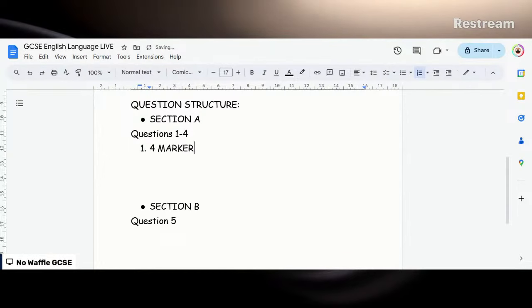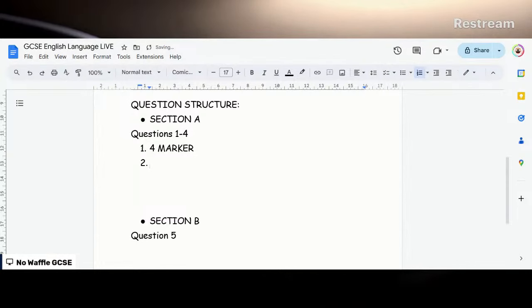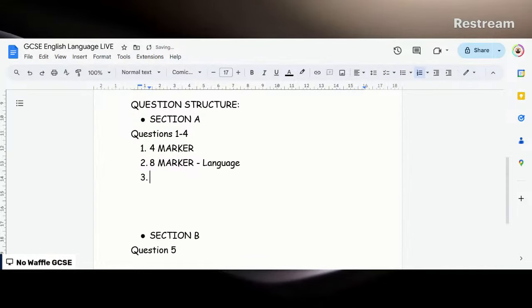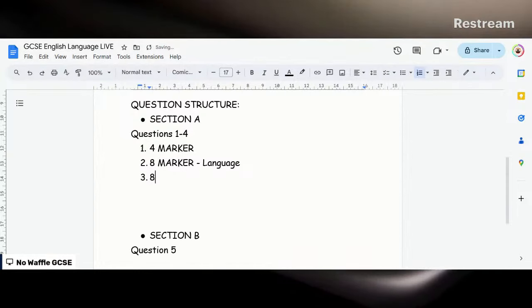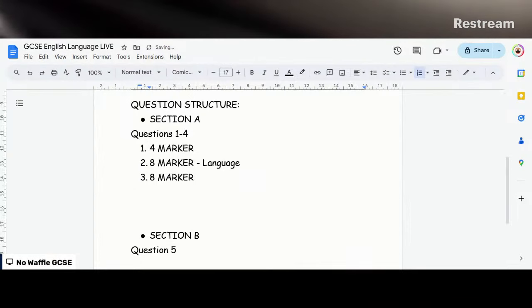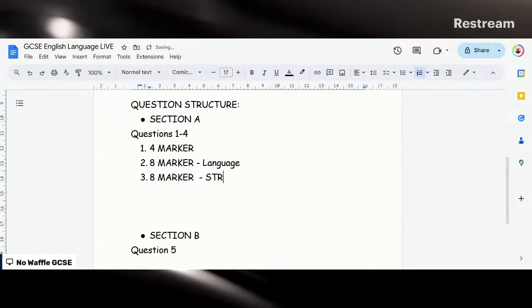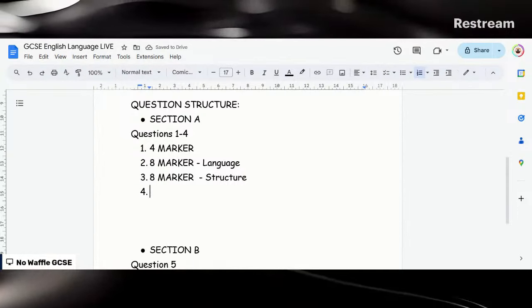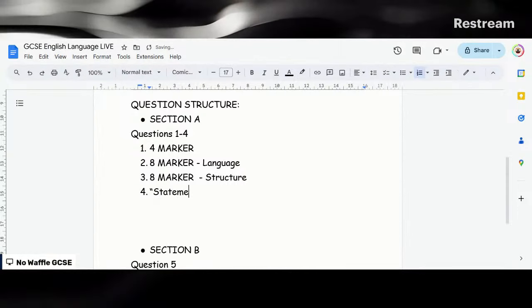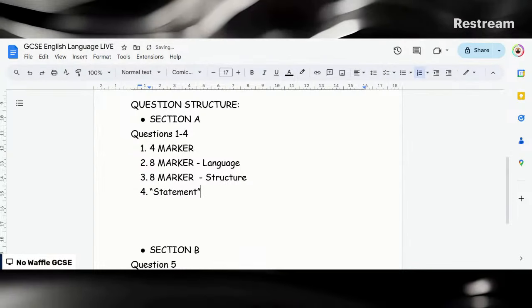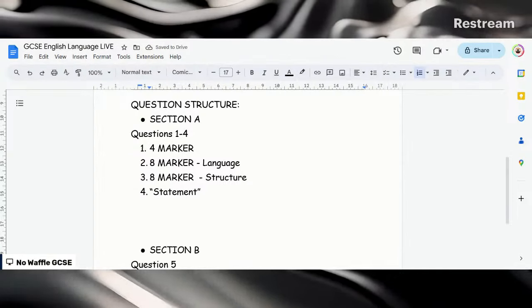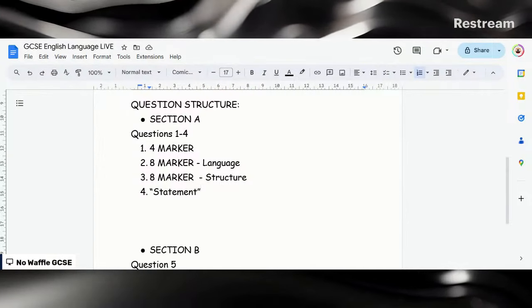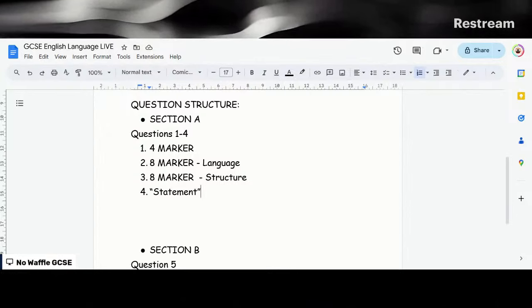So you've got a 4 marker for question 1. For your second question, you've got an 8 marker, and this is going to be a question about language. For your third question, you also have another 8 marker, but this is talking about structure. And then your question 4, you've got your statement question. Okay, so you've got those 4 questions. Now I'm just going through them.